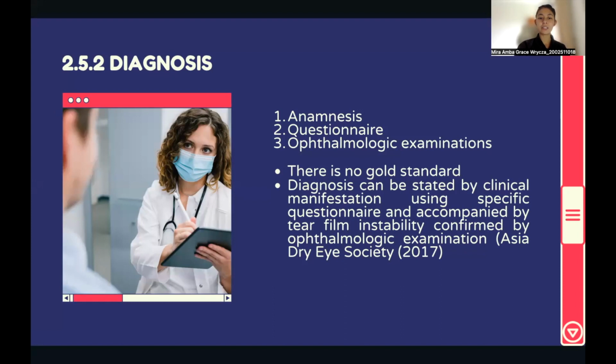Diagnosing dry eye syndrome needs to be done to differentiate it from other cases such as hypersensitivity syndrome, infections, or other systemic disease symptoms, which have different managements as well. The diagnosis can be done through anamnesis, through Basic 7 and Fundamental 4, accompanied with questionnaires and ophthalmologic examinations. There is no gold standard in diagnosing dry eye syndrome. According to Asia Dry Eye Society 2017, the diagnosis can simply be stated by clinical manifestation using specific questionnaires and accompanied by tear film instability confirmed by ophthalmologic examination.